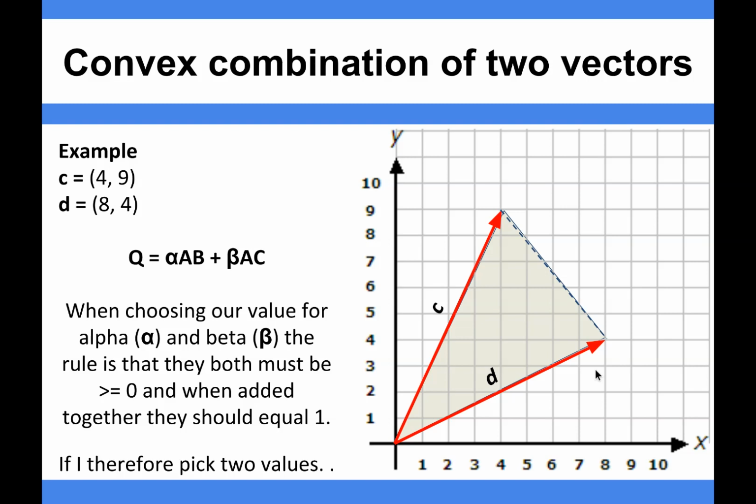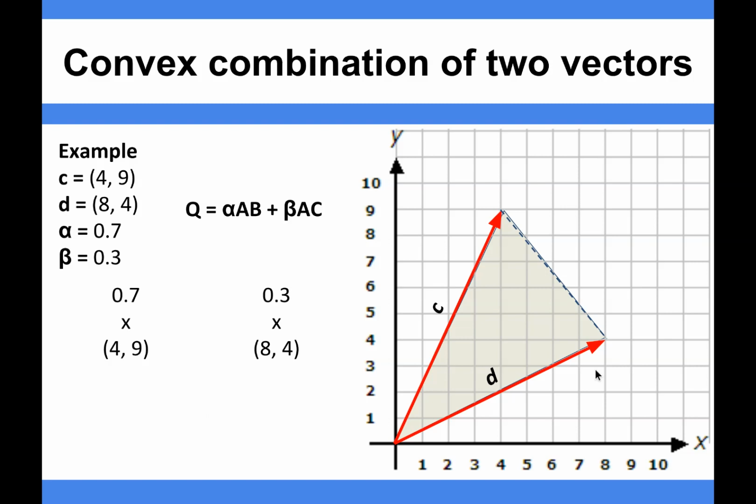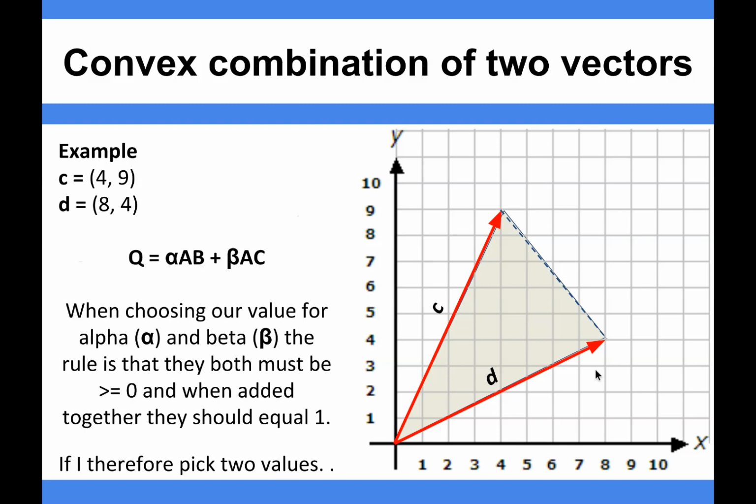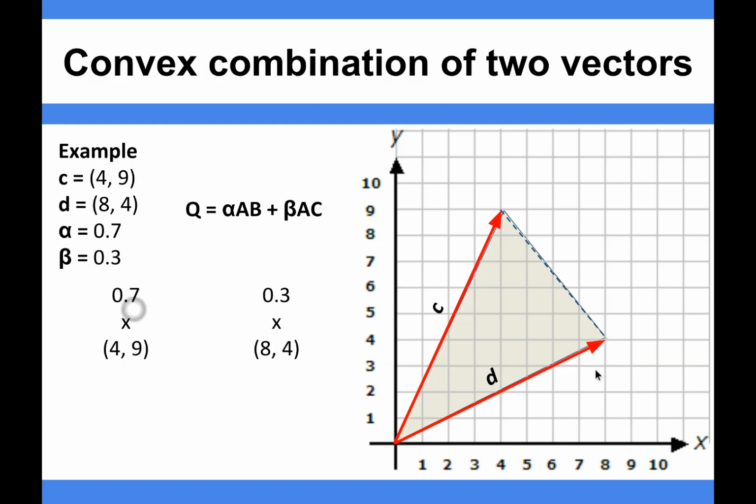So if I therefore pick two values, I'm going to say alpha is 0.7 and beta is 0.3, and we've got our two vectors there, and we're going to follow this formula. So we're going to do 0.7 times 4 and then times 9, and we're going to do 0.3 times 8 and times 4. Sorry about the skipping bags because I'm touching the screen.